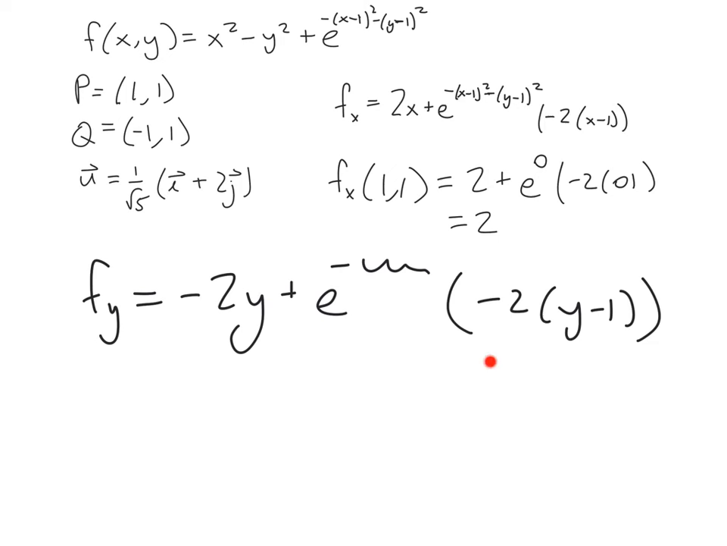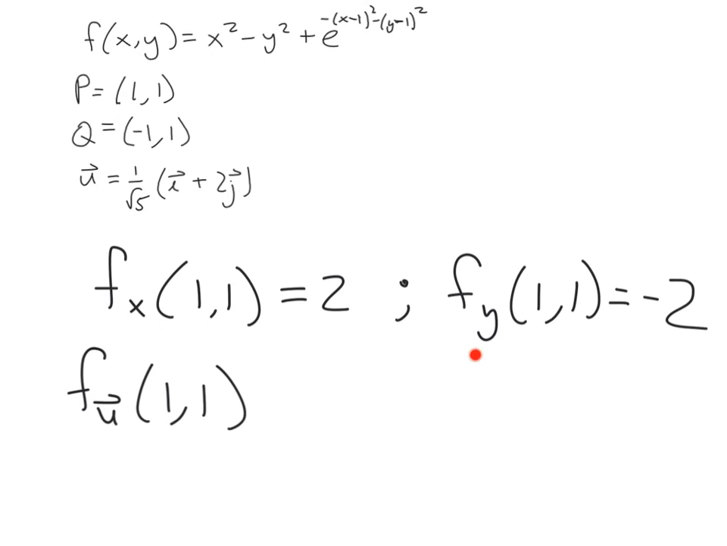We have an extremely similar expression for the partial of f with respect to y, but now when we take the derivative of x squared, it becomes a 0, and when we take a derivative of negative y squared, we get a negative 2y. Next, we plug in at point P our point of interest, and we're going to get negative 2.